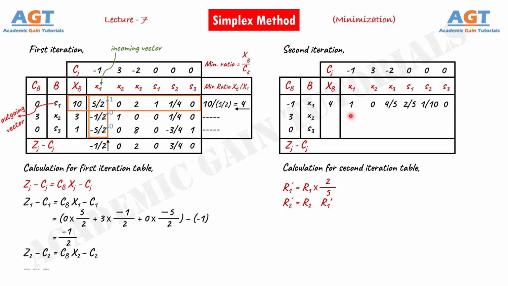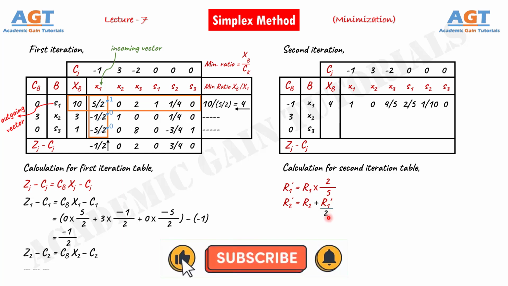So, here we have minus 1 by 2. If we can add plus 1 by 2 with this, then we will get 0. For that we will take help from R1 dash row in new table. If we divide R1 dash row by 2, here we will get plus 1 by 2, then we will add with R2. So, the row operation will be R2 plus R1 dash divided by 2.